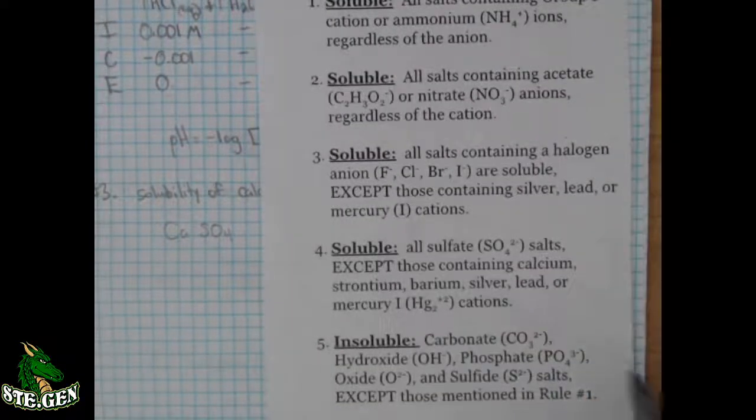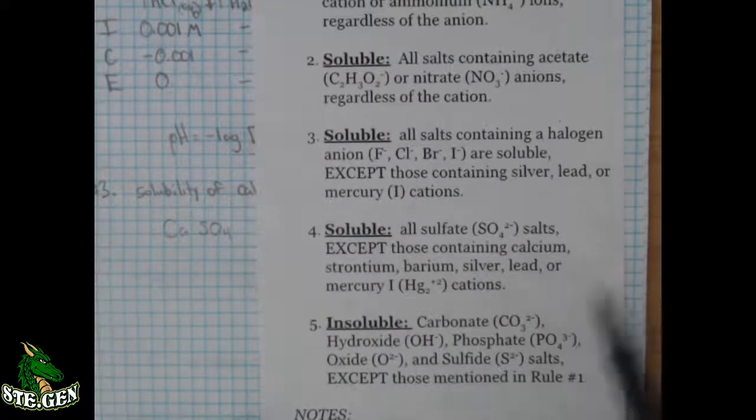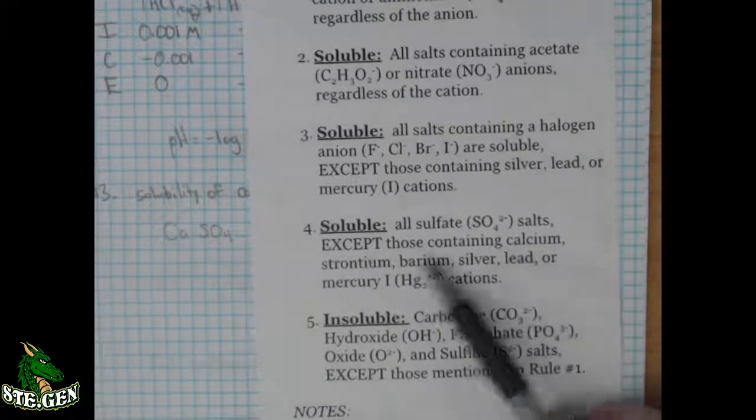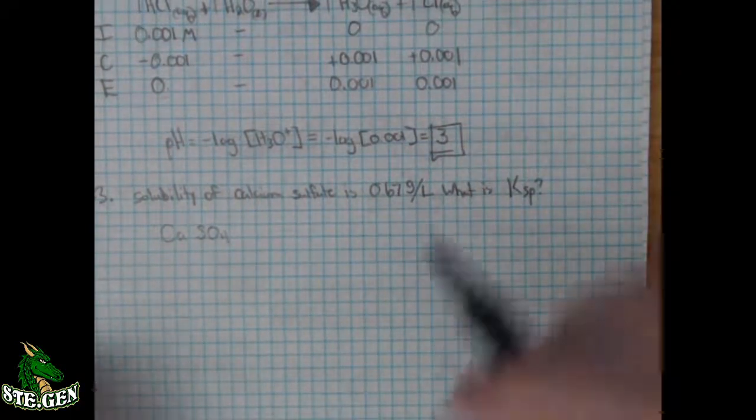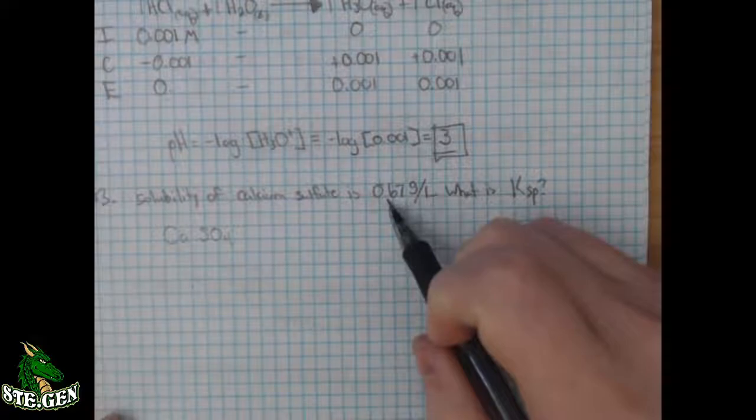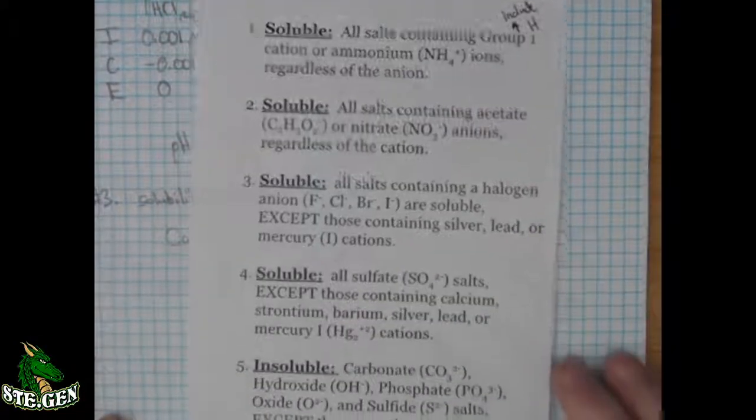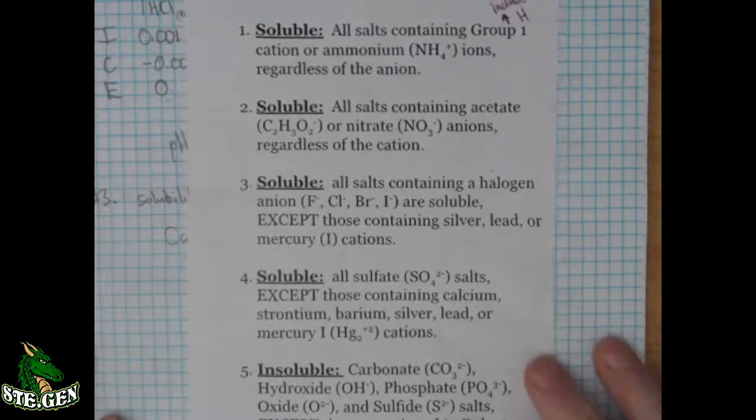If we check back here, sulfates, except those containing calcium, are soluble, which means calcium sulfate is actually insoluble. However, you can dissolve a teeny tiny amount of it. This is why I was kind of saying that these are more of guidelines over here. There's actually a lot of exceptions to these rules.